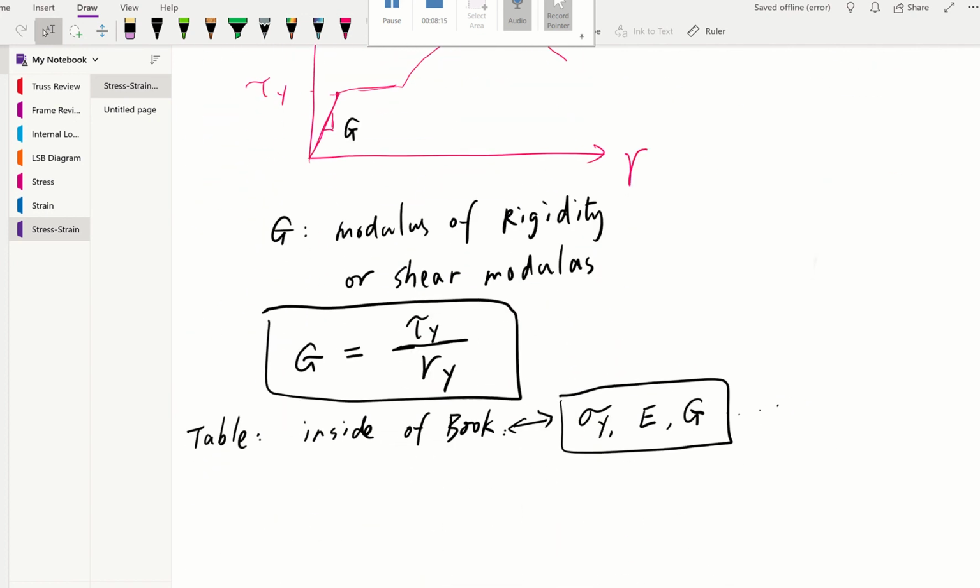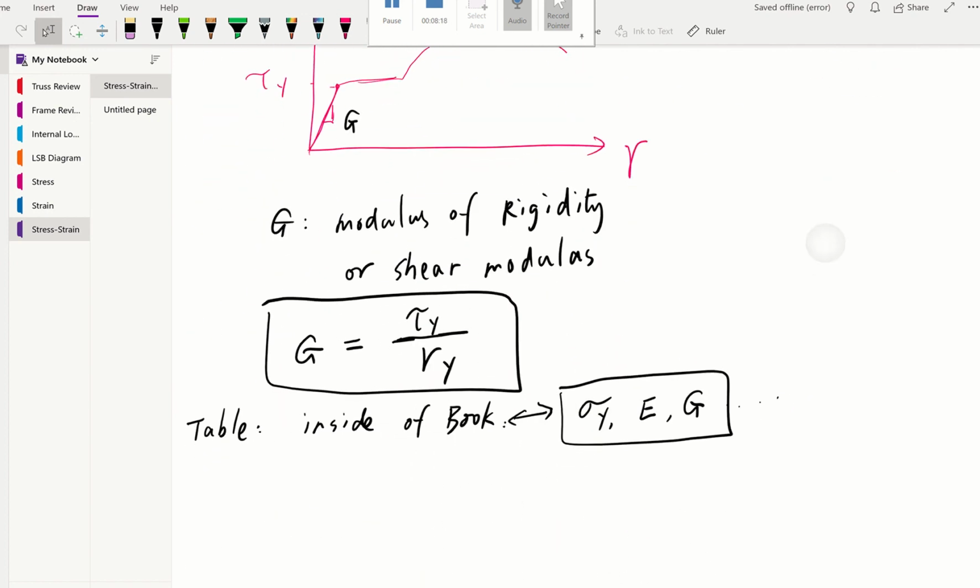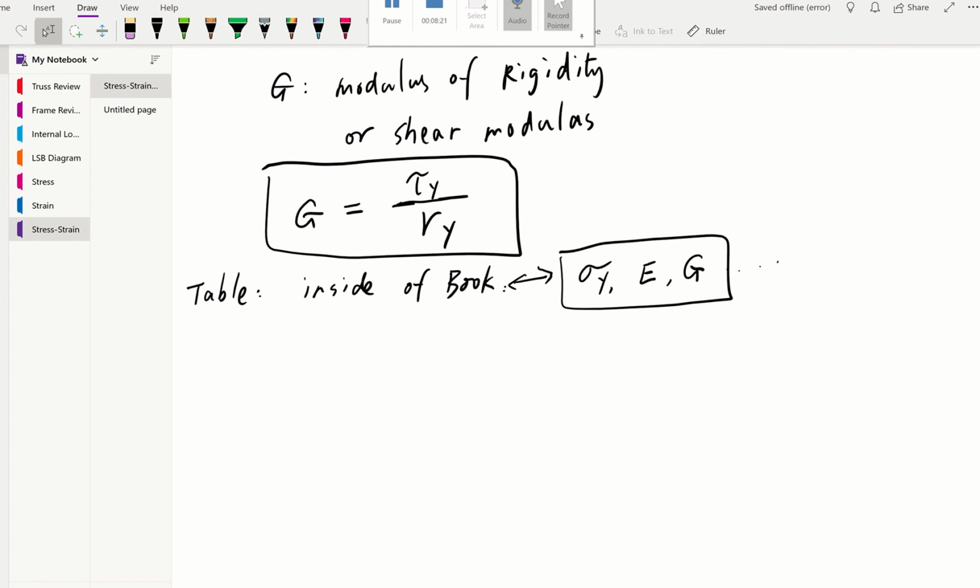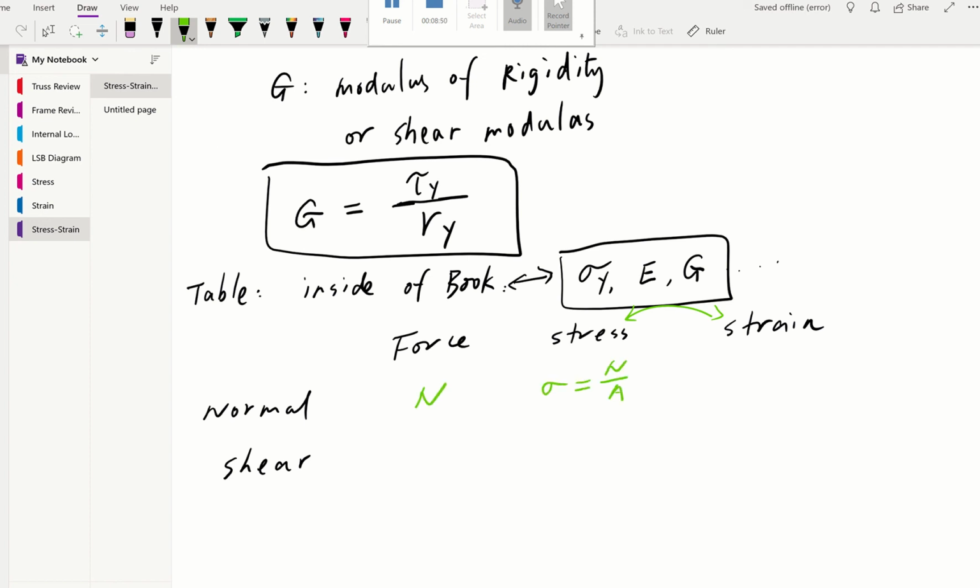But I think I'm missing something. I'm actually going to write this down really quick. I'm going to make a quick table to look at normal and shear. For normal, we talk about internal force, and we also talk about stress. And now we also talk about strain, and we have now correlated stress and strain in this curve. So normal force is N. Stress is sigma equal to N over A. And strain is epsilon, which is the change in length over the original length.